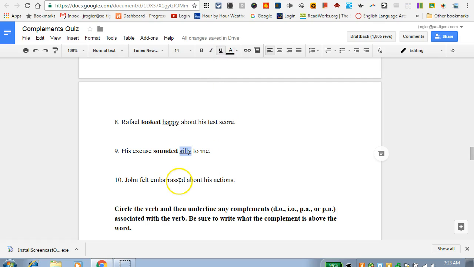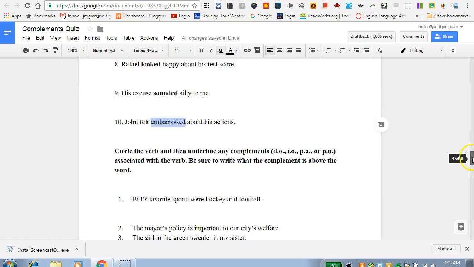John felt embarrassed about his actions. John felt. Felt is our linking verb. How did he feel? He was embarrassed, and so embarrassed is a predicate adjective because it's telling how he felt.